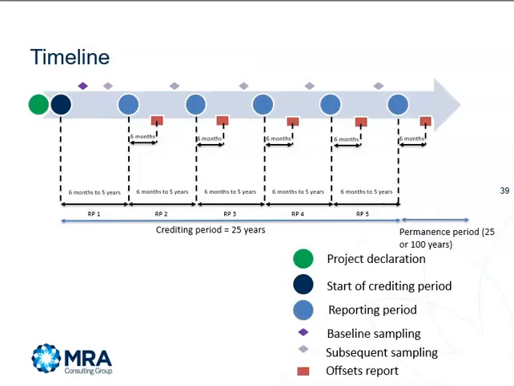This is a visualization of what a soil carbon timeline would look like. Once a project has been registered, the crediting period begins from the nominated start date. Baseline sampling occurs once in the first reporting period, and subsequent sampling occurs in every reporting period. Each reporting period can be between 6 months to 5 years, and the offsets report for the reporting period must be submitted no later than 6 months after the end of the reporting period. The end of the crediting period is followed by the permanence obligation period of up to 25 or 100 years.